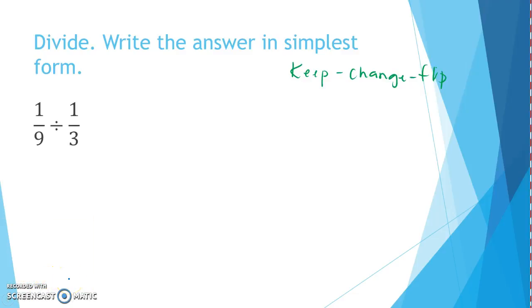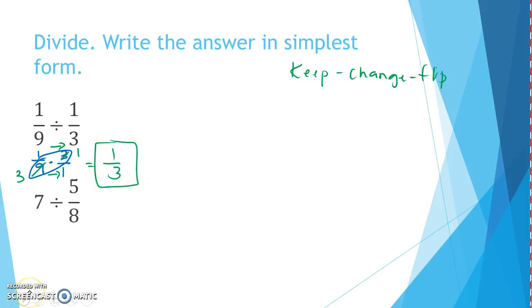But here we have 1/9 divided by 1/3, so we're going to write this as 1/9 multiplied by 3 over 1. We can do some cross canceling here. 9 and 3 can both be divided by 3, so 9 becomes 3, 3 becomes 1. We're going to multiply straight across, and we get 1/3.